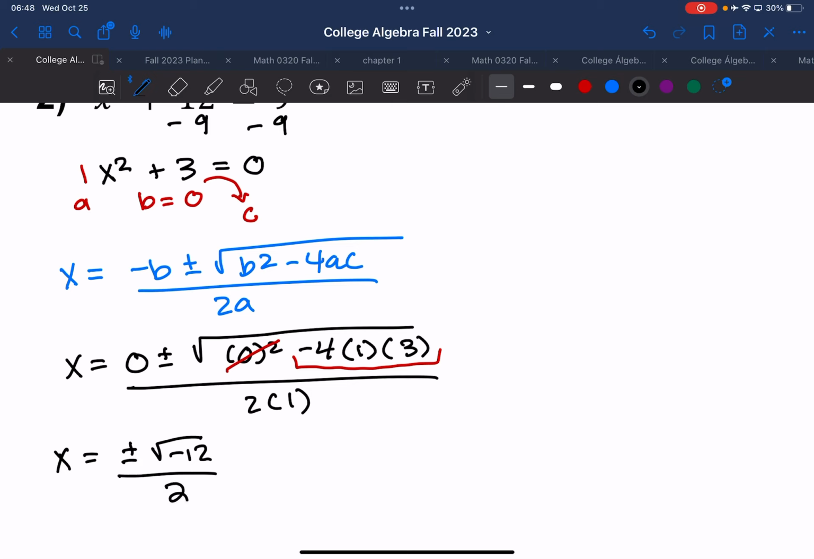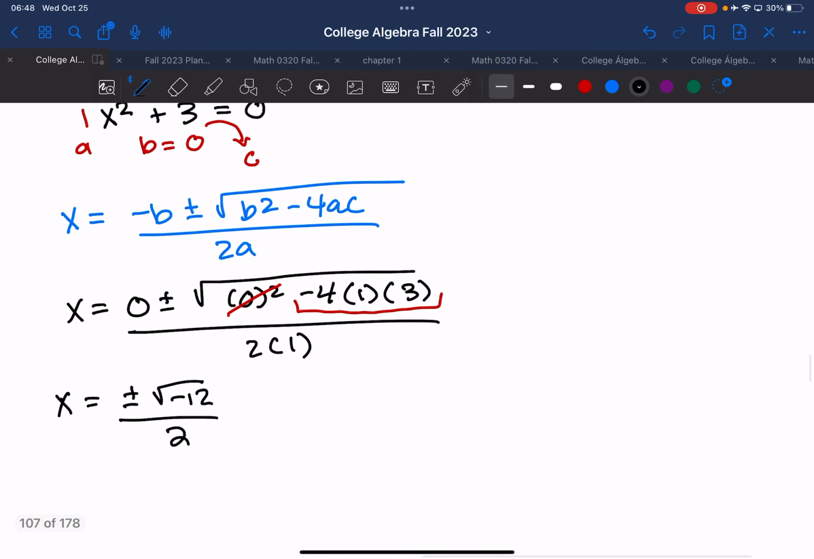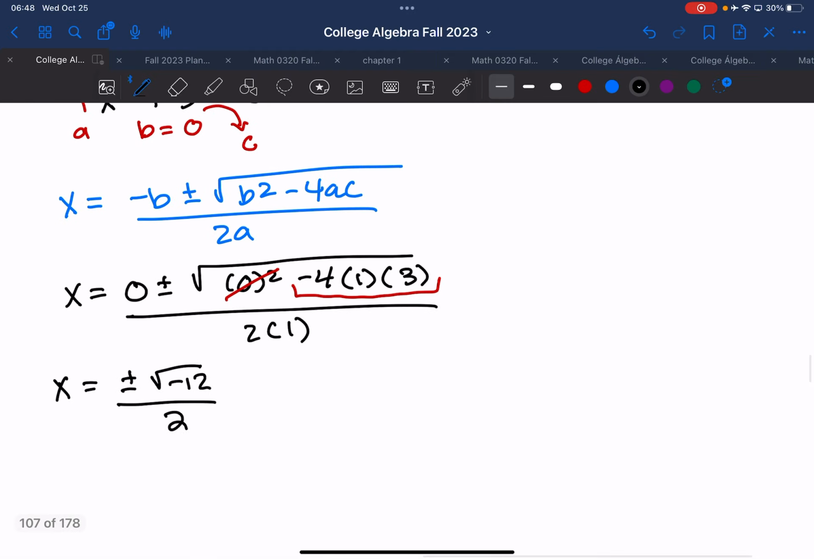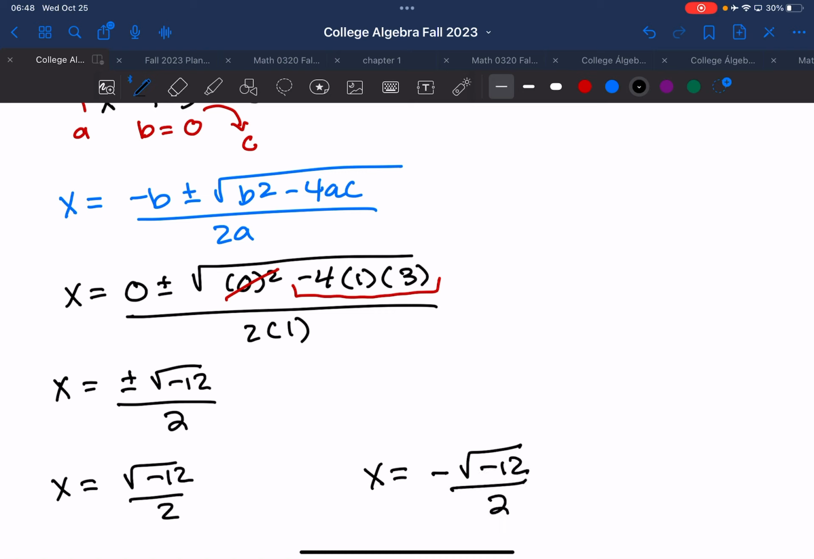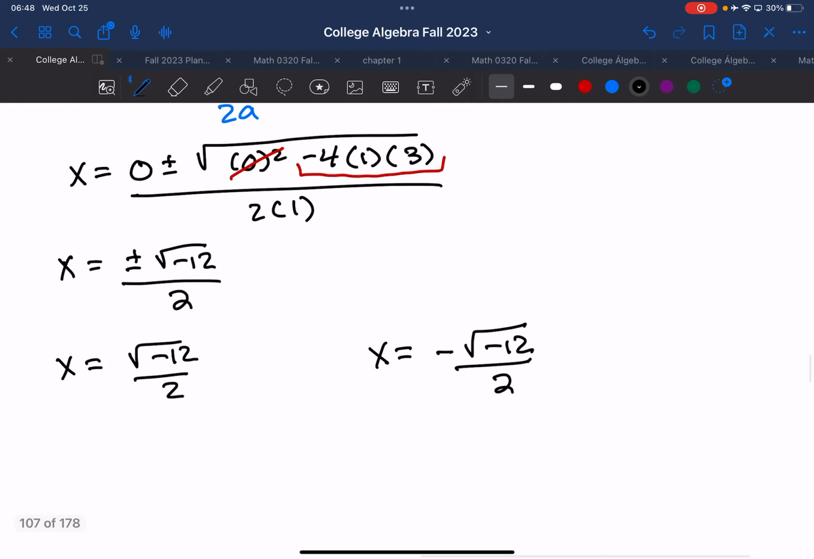Okay. Since we have the square root of a negative number, that tells us that our roots are going to be what? Imaginary. So we're going to have an i in our answer. Okay. So that means the two answers we have are x is equal to the square root of negative 12 over 2, and x is equal to negative square root of negative 12 over 2. So one of our answers is going to be positive, the other is going to be negative.